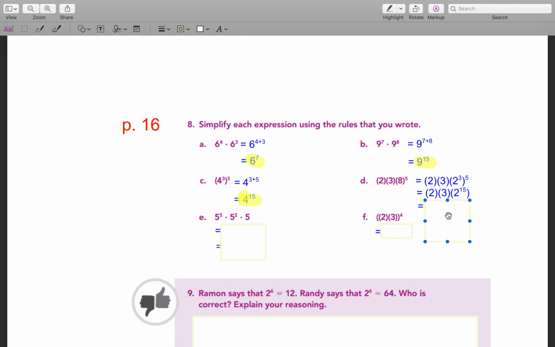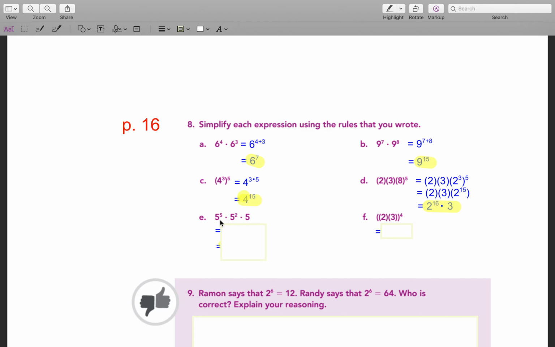And then once we simplify that further, the 3 remains the same, but there is 2 to the first power, which is imaginary. There's no 1 written, but 2 to the first power is the same thing as 2. So we have 1 and the 15, which we add because 2 to the first power is being multiplied to 2 to the 15th, just like this example. We're going to have to add the exponent. So 1 plus 15 is 16. So 2 to the 16th power times 3. Okay, so this is the simplified expression from this.